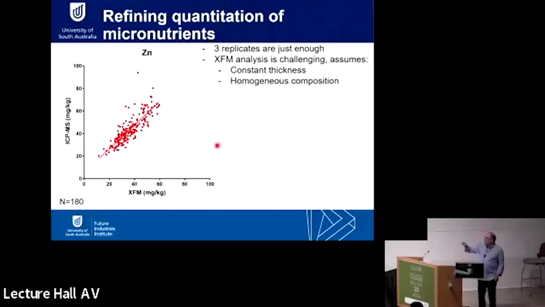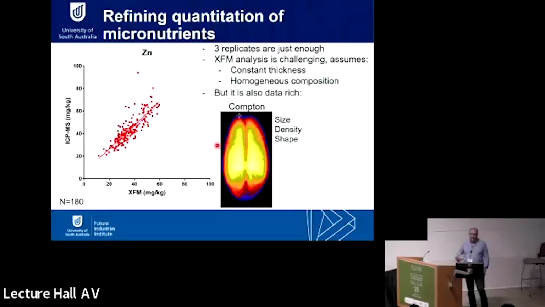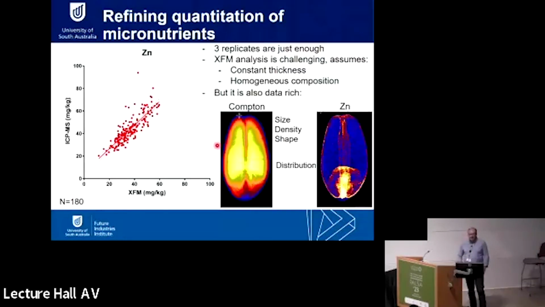So we are quite happy to get already with GeoPixie that kind of quantification, but of course there is space for improvement, and that's what we are doing at the moment, refining those quantifications. And there is a lot of information that we can use, because at the same time as we collect the fluorescence signal, we also get the Compton signal. And the Compton will tell us the size, the density, the shape. So we can use all this information per each seed to refine the concentration.